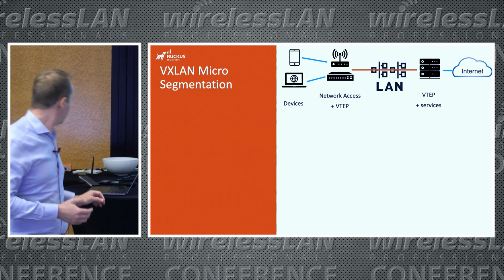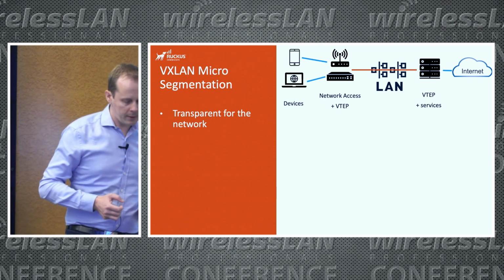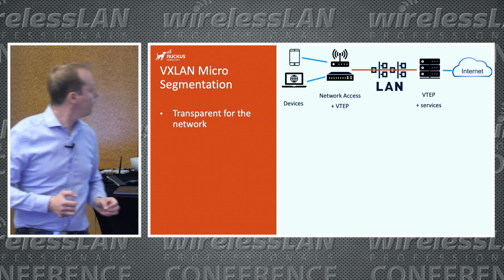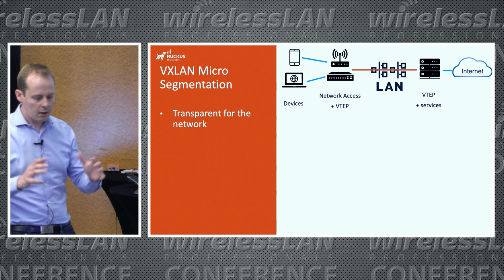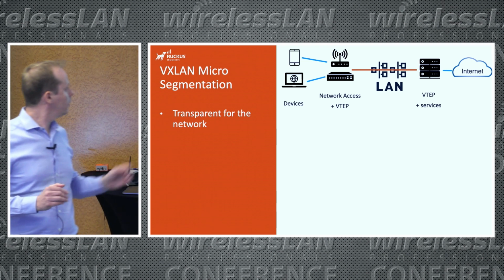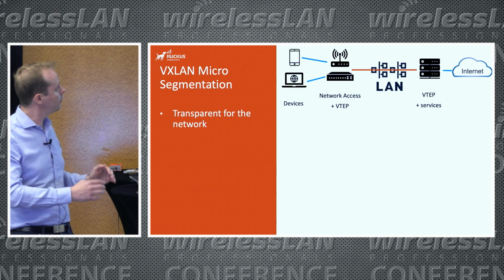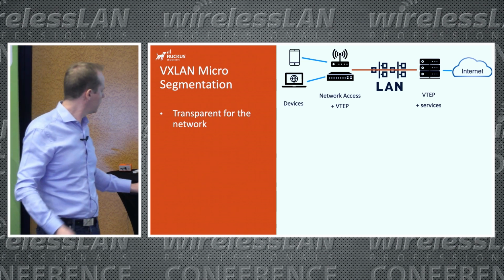The nice part here is that your equipment in the middle between the AP, the access device, and the VTEP on the right are not aware of it and do not have to support VXLAN. Actually, they just see datagrams coming through and don't realize that this is about VXLAN. So it's very transparent, very easy to deploy on a legacy network.